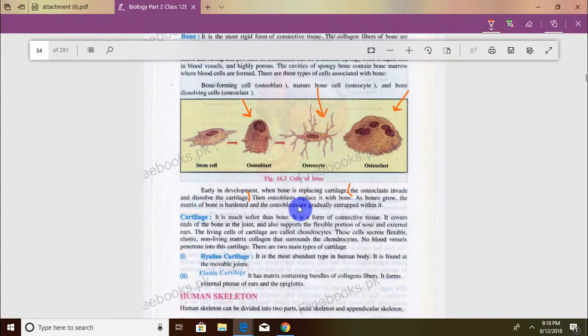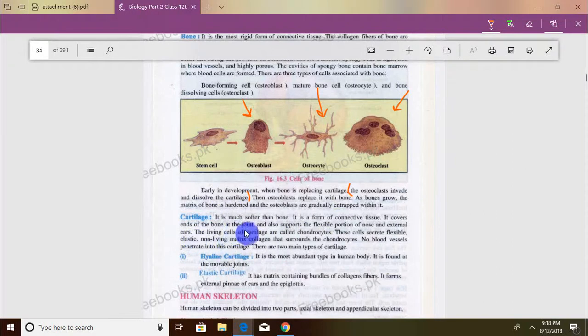And over here they have told us about there being cartilage in the nose and the external ear, and two of these are stuff you probably are 100% already aware of, but the first one about it being present at the ends of the bones is something you are likely to be unfamiliar with. The osteoblasts are the ones that replace it with bone, and as the bone grows, the matrix of the bone is hardened. Why am I repeating this again?